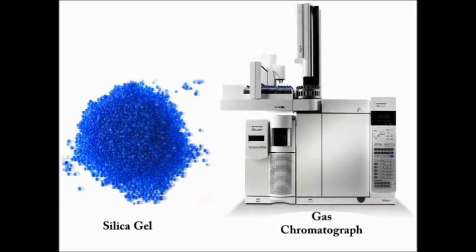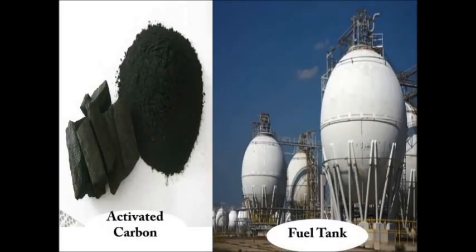For the applications, silica gel is a good example of type 2 isotherm, whereby it is used in chromatography as a stationary phase for separation of mixtures, whereas activated carbon, which is a type 1 isotherm, is used for field storage to store certain gases.